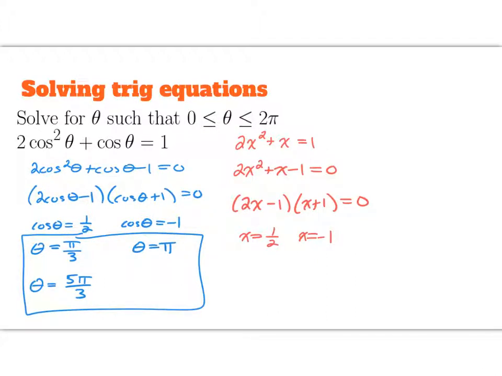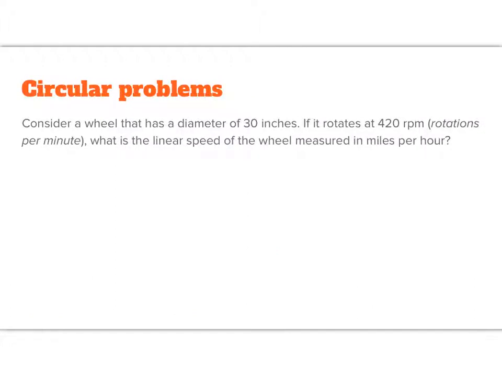So you have that tool in the toolbox as well of recognizing it to be quadratic. Other than that, works pretty much the same as the other problems we've been doing. Get the trig function by itself, look at the unit circle to see when is cosine theta 1/2, when is cosine theta -1. Okay, so that's it for the trig equations.